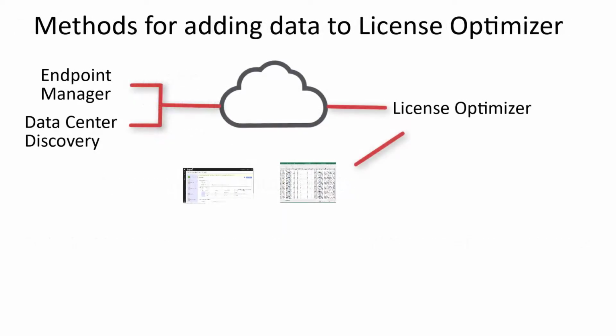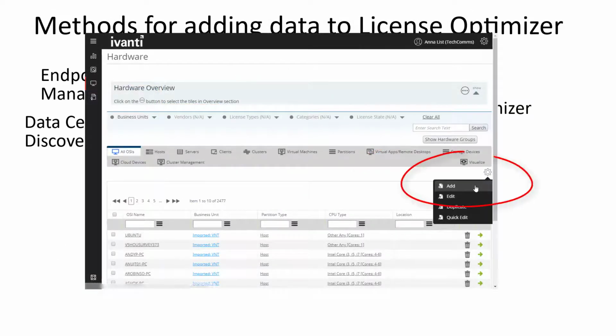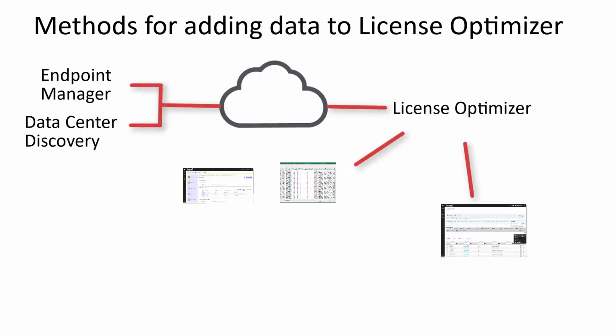I've struggled to think of a good reason to use the third method, which is creating items manually in License Optimizer. I suppose if some new licensable software has been added to a disconnected device, you could add it manually. But even then, I would recommend updating your disconnected devices spreadsheet and re-importing that.